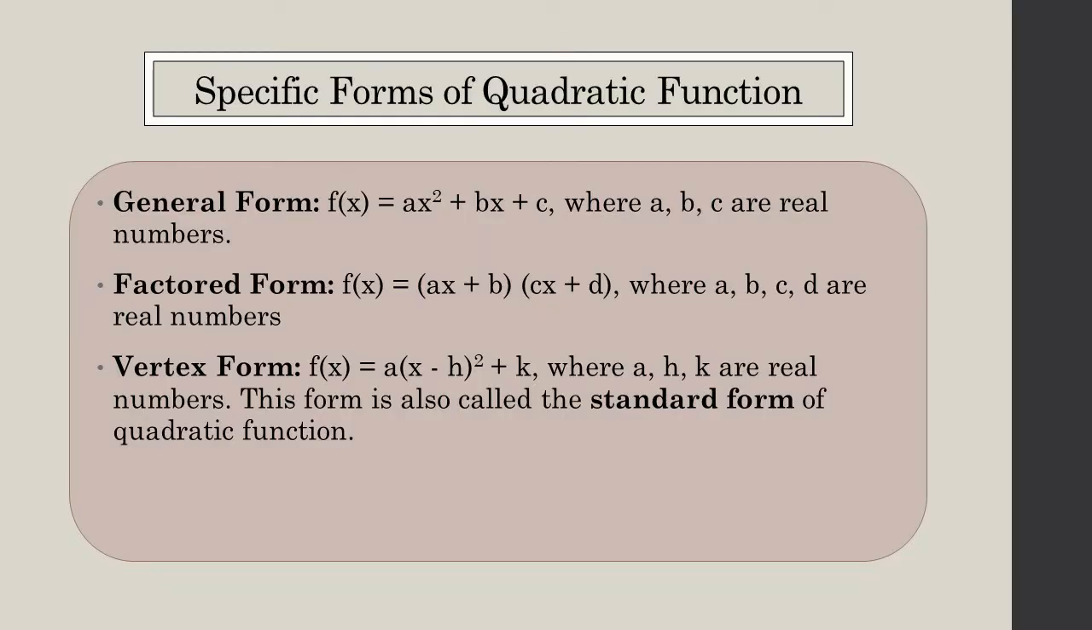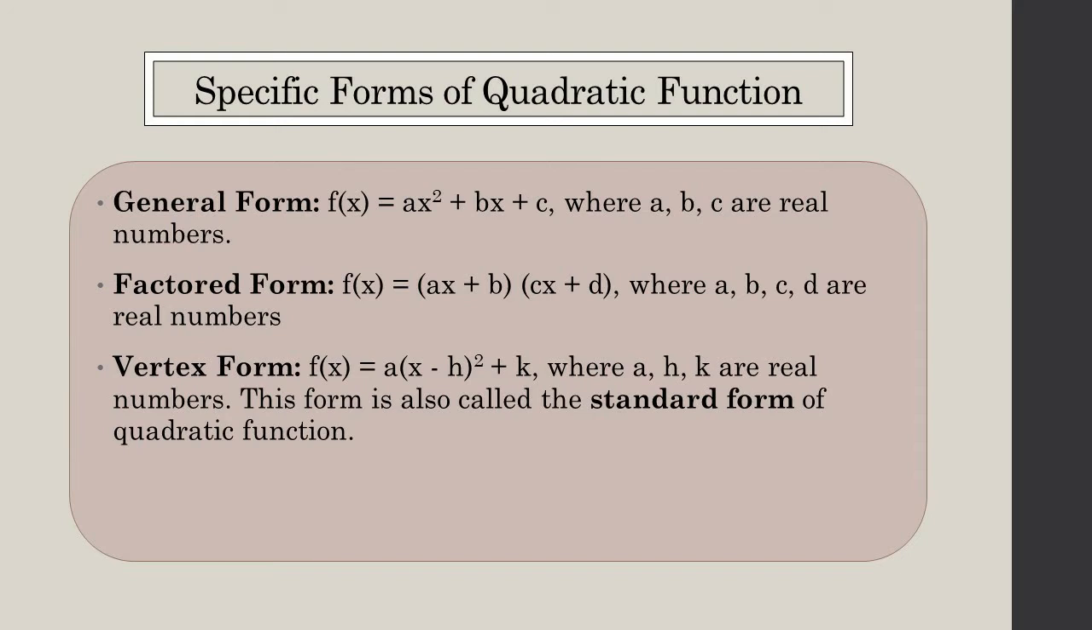Now let's have the specific forms of a quadratic function. We have a general form, the factored form, and a vertex form. In general form, that is the function of ax squared plus bx plus c, where a, b, and c are real numbers. In factored form, that is the function of the quantity of ax plus b times the quantity of cx plus d, where a, b, c, and d are real numbers. And in the vertex form, that is the function of a times the square quantity of x minus h plus k, where a, h, and k are real numbers. This form is also called the standard form of a quadratic function.